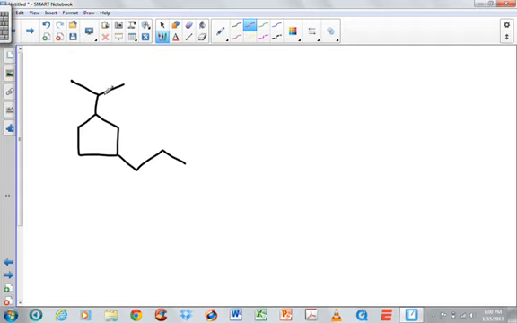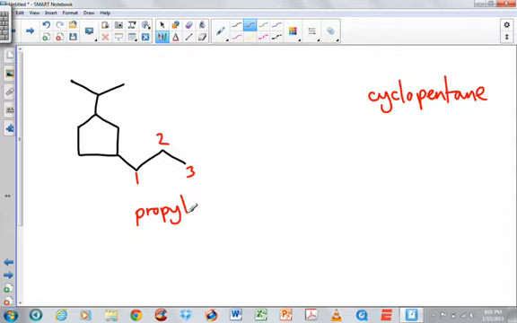Alright, now the last thing I want to show you here, I want to see who can figure this one out. Parent ring, of course, is what we've seen before, cyclopentane. That's the easy part. This is a bit more tricky because we've got 2 substituents. But let's take a look at them. 1, 2, 3. What's the name of a 3-carbon substituent? Well, that's propyl. But the issue we have here, this is a 3-carbon substituent too.